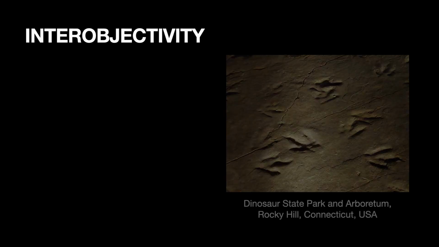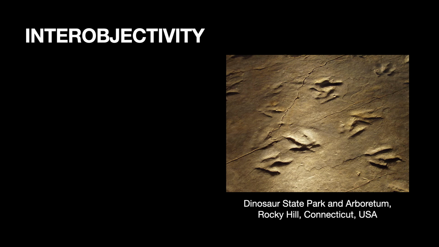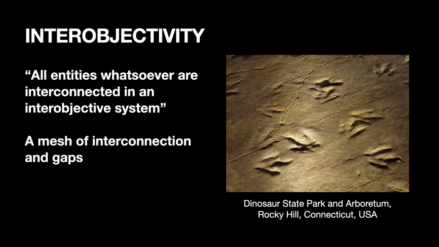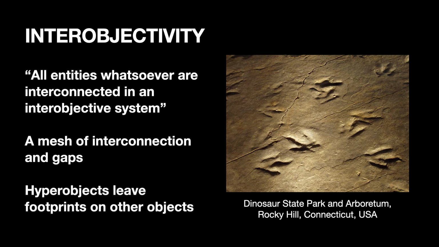Interobjectivity, the fifth characteristic of hyperobjects, refers to the interconnectedness not just of hyperobjects, but apparently all entities whatsoever. Morton calls this system the mesh, a metaphor for the strange interconnectedness of things, one that emphasizes the gaps and absences in our knowledge and experience of objects. Hyperobjects are interobjective in that they are part of causal webs and leave footprints on other objects.